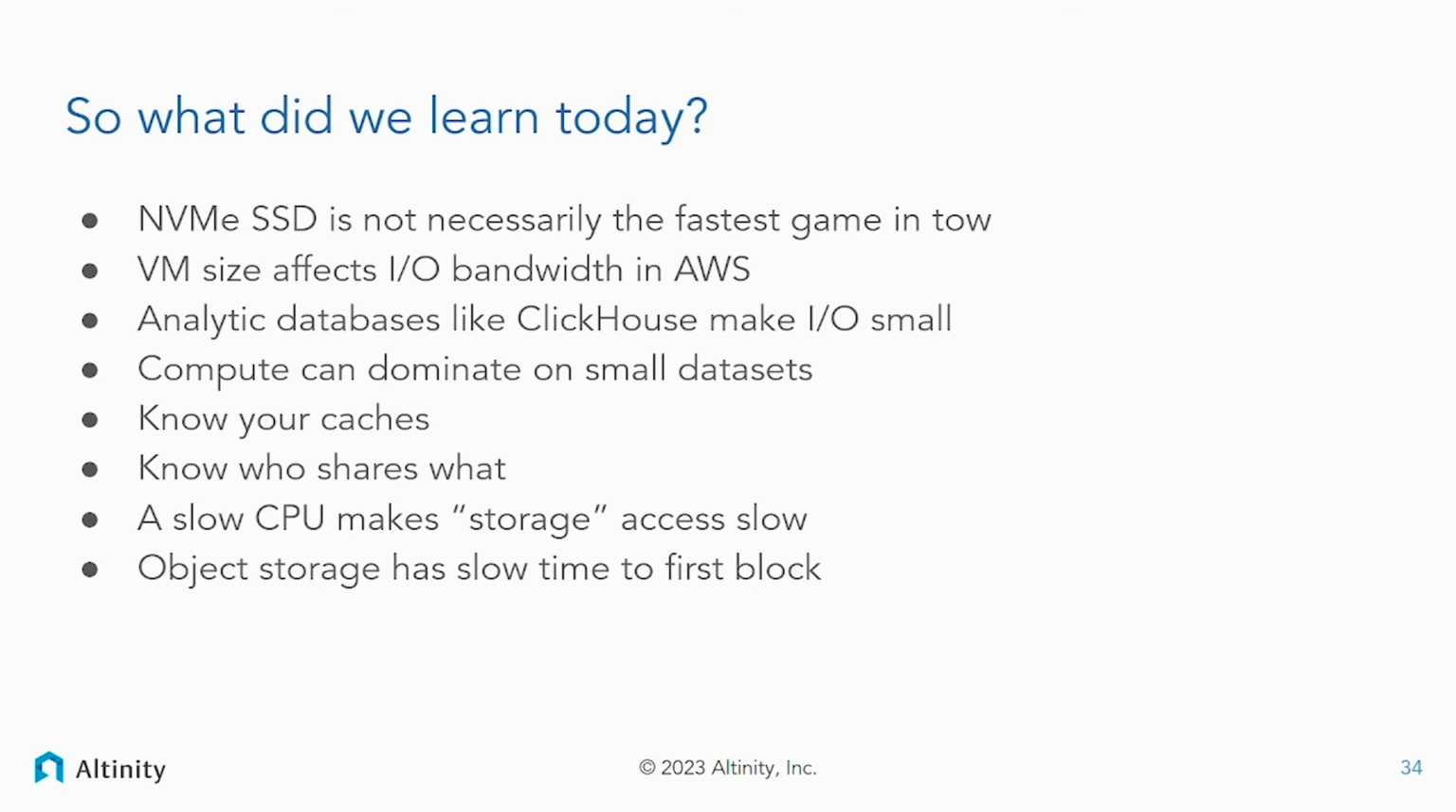We talked about domination of compute. And as you're thinking about building applications, I think know your caches is a really basic rule for performance. Where are all the places where data is being hidden on the way to the CPU? The more you have of those and the more effective they are, the faster you are. We didn't see this, but know who shares what. The fact that EBS is on a dedicated network means that it will have more stable performance than object storage, where you're competing with other applications using the network.